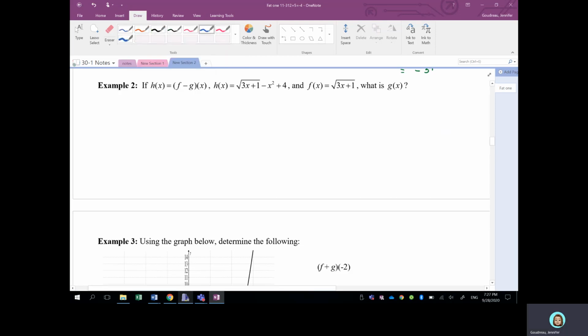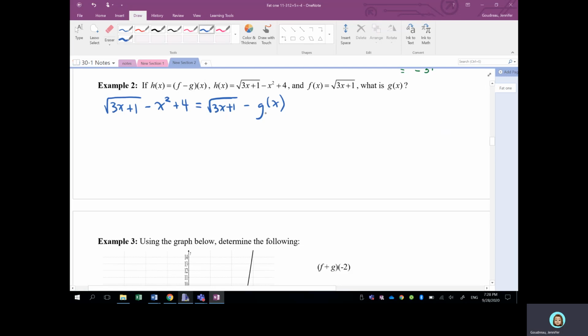Okay, so h at x is equal to f minus g at x. H at x is also equal to root 3x plus 1 minus x squared plus 4. And that came from taking f at x, which is root 3x plus 1, and subtracting g at x, which we don't know. So we took what we knew, h at x was equal to this function. H at x is also equal to f minus g. We know what f is.